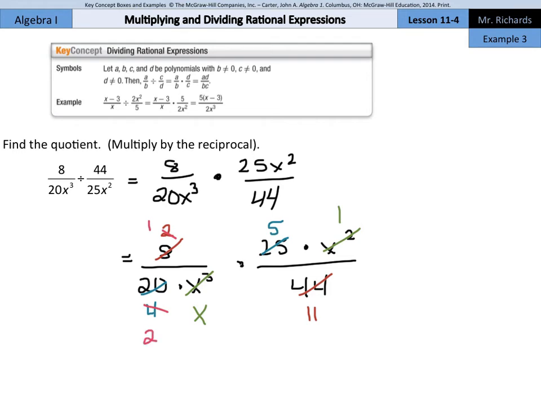And so now when I go to piece this back together, 1 times 5 times 1 is just 5. 2 times x times 11 is 22x. And so my simplified quotient after I multiply by the reciprocal is 5 over 22x.